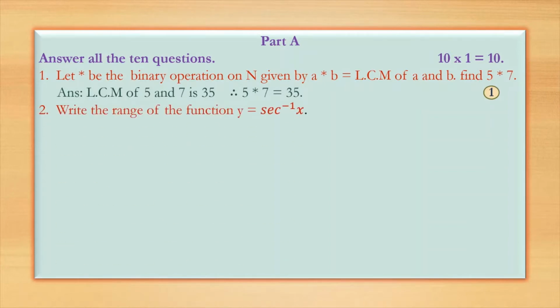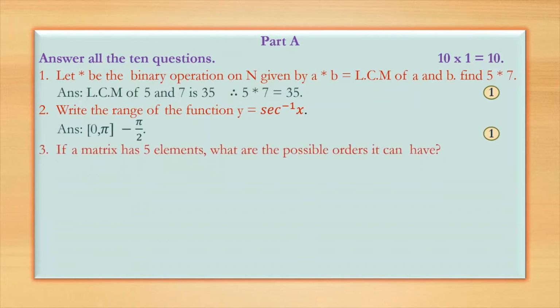The second question is like this. Write the range of the function y is equal to secant inverse x. As you all know, the range of secant inverse of x is the closed interval 0 to pi except pi by 2. Means you have to write it as 0 to pi minus pi by 2, which will be awarded 1 mark.